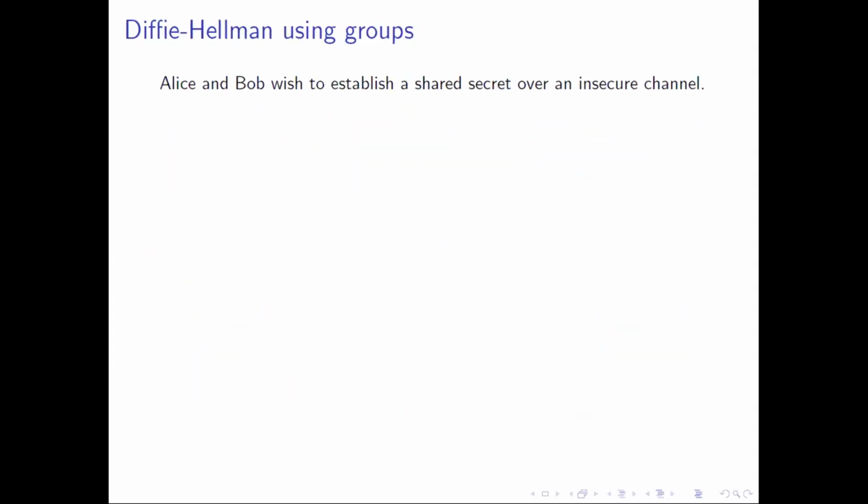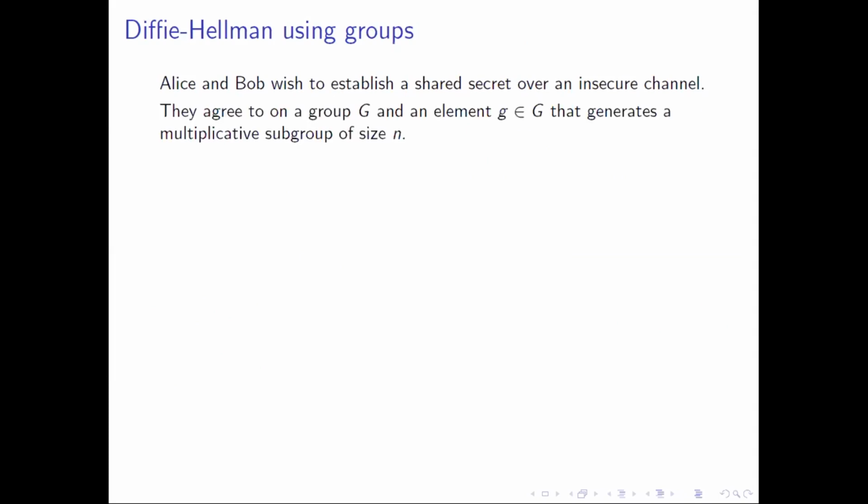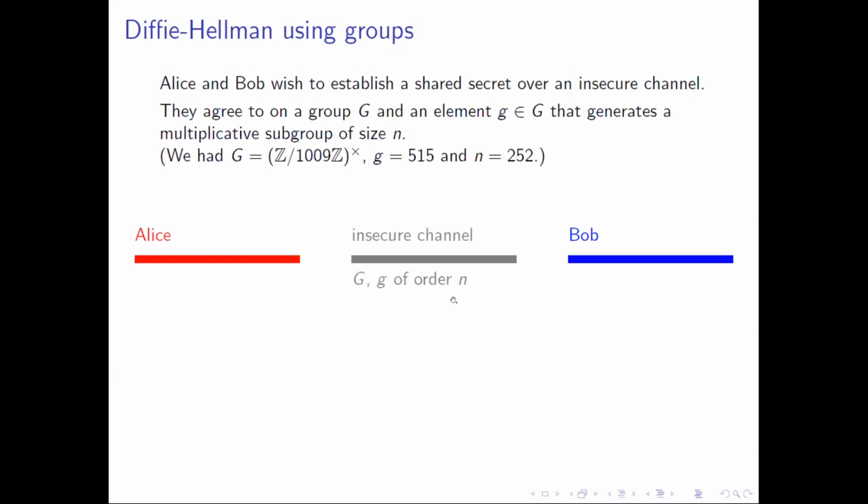A slight way to generalize it using groups is that Alice and Bob can also agree on a group and an element in the group, and the element generates some subgroup of size n. So we had the group, which was the multiplicative group of non-zero residues modulo 1009. The element was 515, and the group size was 252. They agreed on the group, on G and on n.